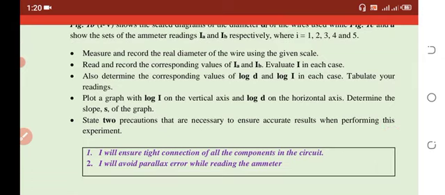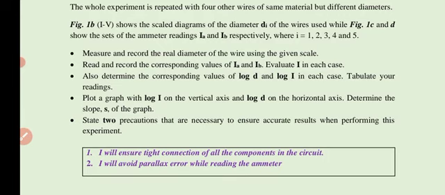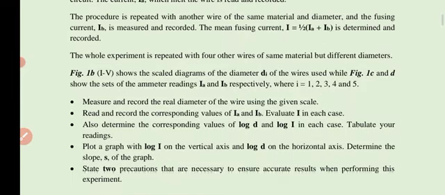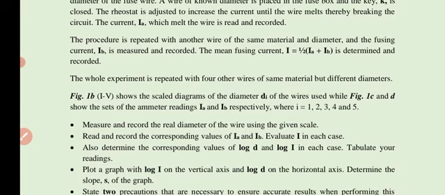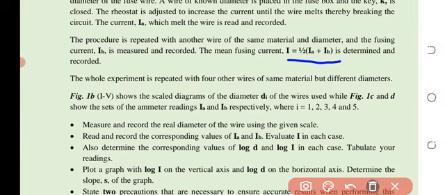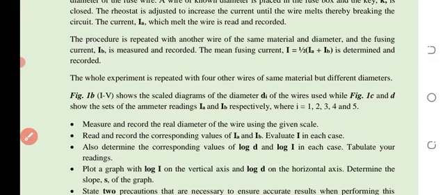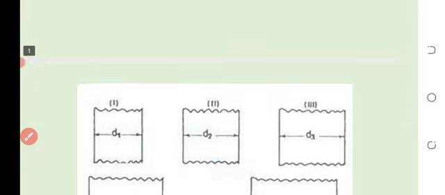According to this experiment, we have to measure and record the real diameter of the wire using the given scale in that figure, and we have to read and record the corresponding IA and IB, and we have to evaluate I. Remember, I is to be evaluated using this formula here. You have to evaluate using this formula. Okay, let's move away from this. Let's quickly go to the figures and see how we can do it.